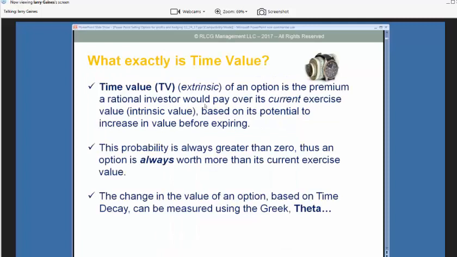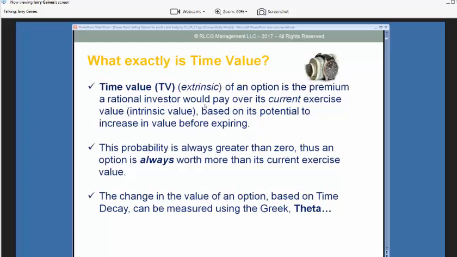And time value is what we also refer to as the extrinsic value of the option. It's the premium a rational investor is willing to pay over its current exercise value, the intrinsic value, based on its potential to increase in value before it expires. Now, this probability is always going to be greater than 0, thus an option will always be worth more than its current exercise value. And the change in this value of the option is based on time decay, and we can measure this using the Greek theta.